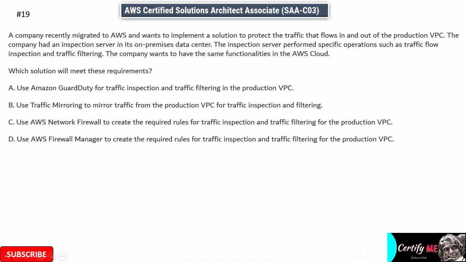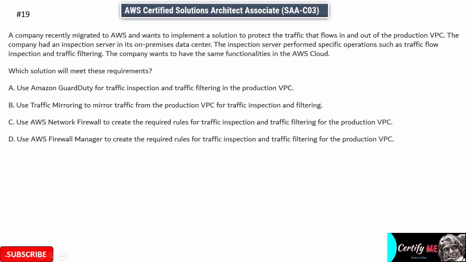A company recently migrated to AWS and wants to implement a solution to protect the traffic that flows in and out of the production VPC. The company had an inspection server in its on-premises data center. The inspection server performed specific operations such as traffic flow inspection and traffic filtering. The company wants to have the same functionalities in the AWS cloud. Which solution will meet these requirements?